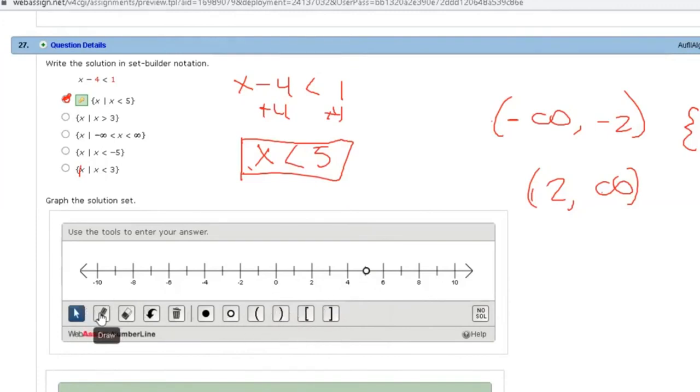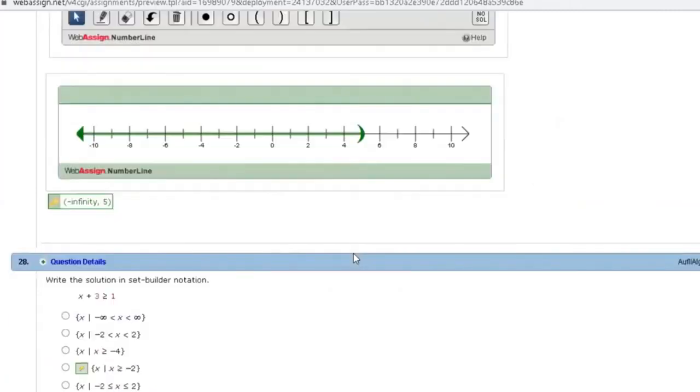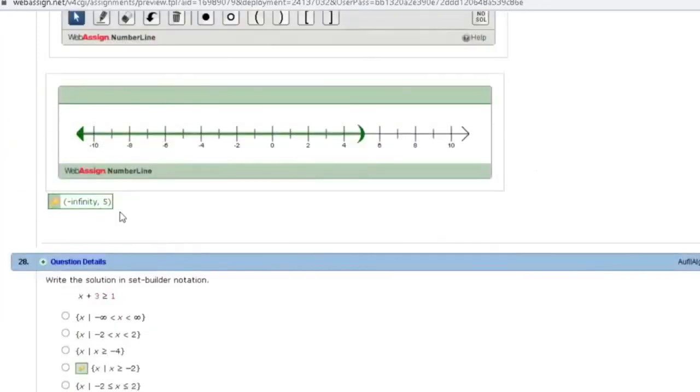And let's shade it to the left. The same way that this arrow here, the same way that this inequality sign looks, that's where we're going to shade. Okay, so this is what I meant by you can use the parentheses as well. And it's negative infinity, comma 5.